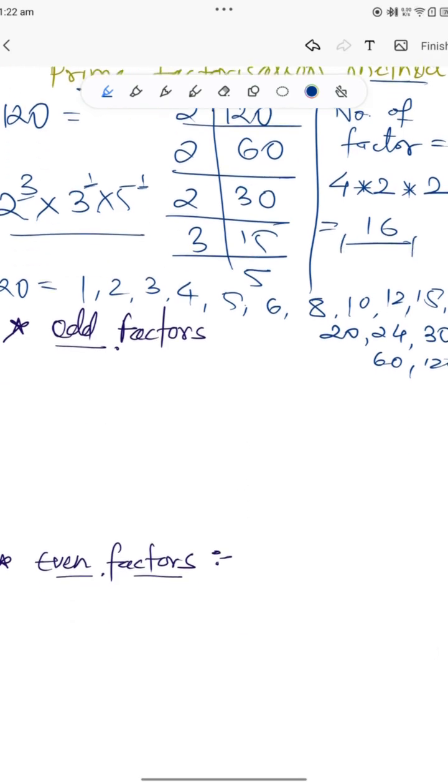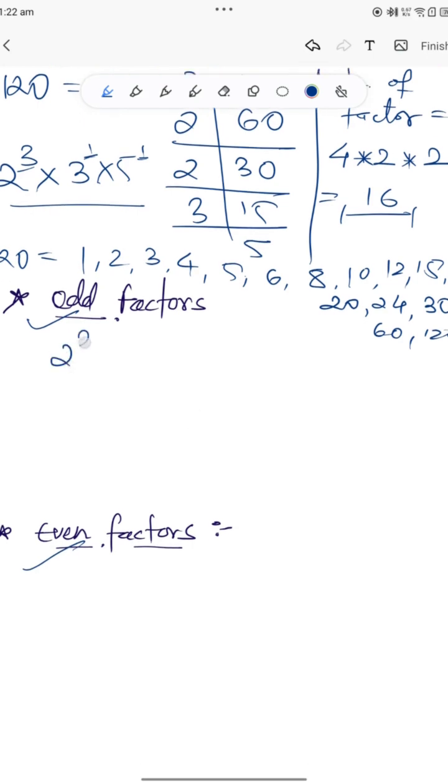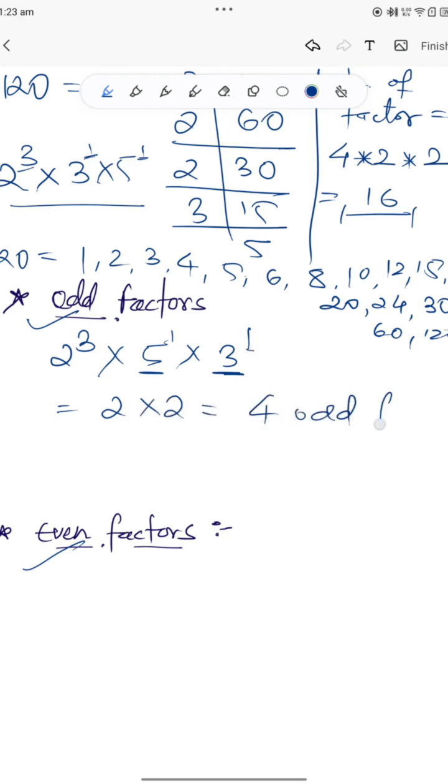Now in factors, how do we find how many are odd and how many are even? For odd factors, we do nothing special. We have the prime factorization 2 to the power 3 into 3 to the power 1 into 5 to the power 1. To find the odd factors, 3 and 5 are odd, so multiply their powers plus 1: 1 plus 1 is 2 and 1 plus 1 is 2. There are 4 odd factors. You do not multiply the numbers, you add 1 to the powers and multiply, just as we did for the total number of factors.